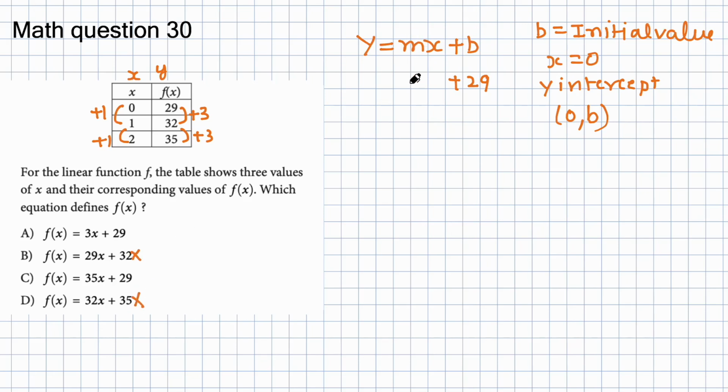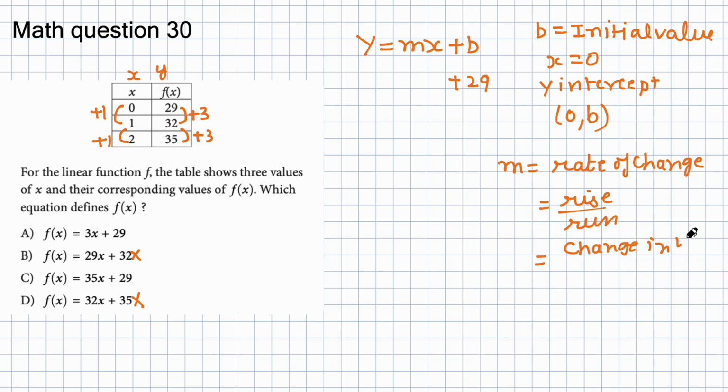Now let's check what m is. m is actually the rate of change. What is rate of change? Rise over run, right? Rise over run. It also means change in y over change in x. So we choose the language whichever is needed for that particular question.